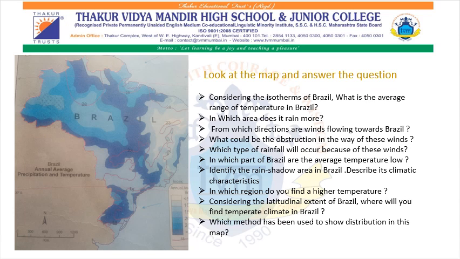In which part of Brazil is the average temperature low? So the isotherm lines will tell you in which part the temperature is low. The average temperature is low in the Paraguay-Paraná River Basin.